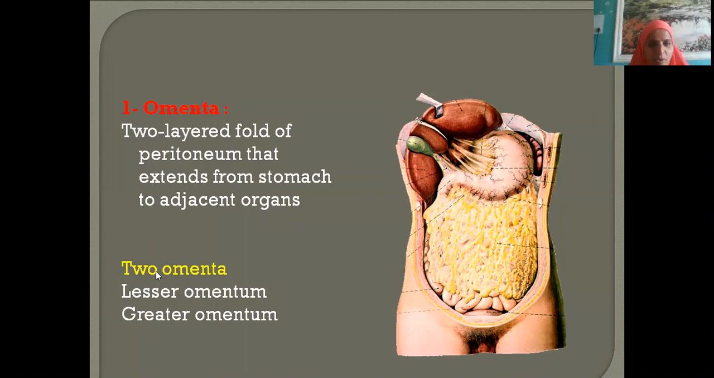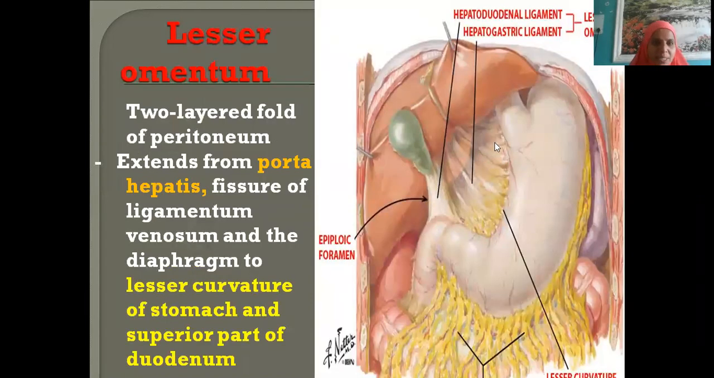Okay, better. So, covering the stomach, we have two omentas, the lesser omentum towards the lesser curvature, and the greater omentum towards the greater curvature. The lesser omentum is a two-layered fold only, whereas the greater omentum, I told you, is a four-layered fold. The two-layered fold is extending from the inferior aspect, the visceral surface of the liver. To be more specific, this point is called the porta hepatis.